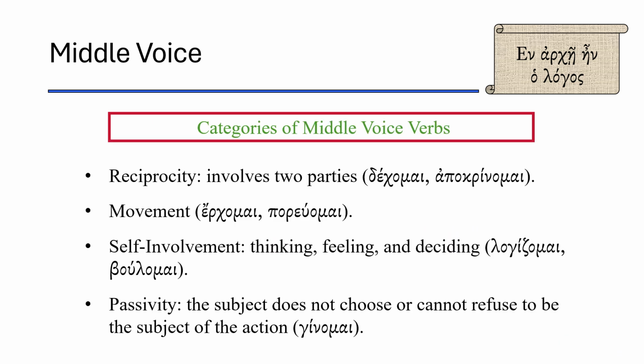There are different categories of middle voice verbs: reciprocity, verbs of movement, verbs of self-involvement, and verbs of passivity. Reciprocity involves two parties, dehomai and apokrinomai. Apokrinomai means to answer, so you need a reply to someone. Movement, erhomai, to go, to come. Self-involvement: thinking, feeling, deciding. And passivity: the subject doesn't choose or cannot refuse to be a subject of the action.